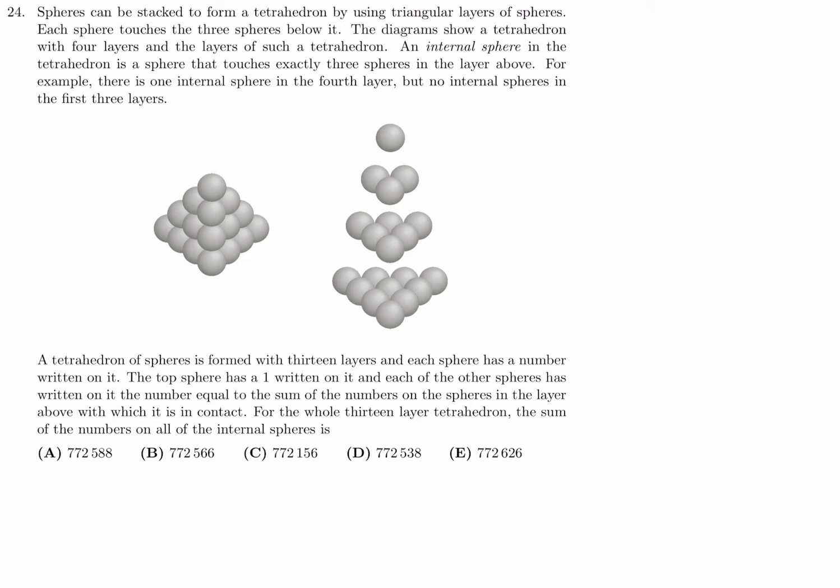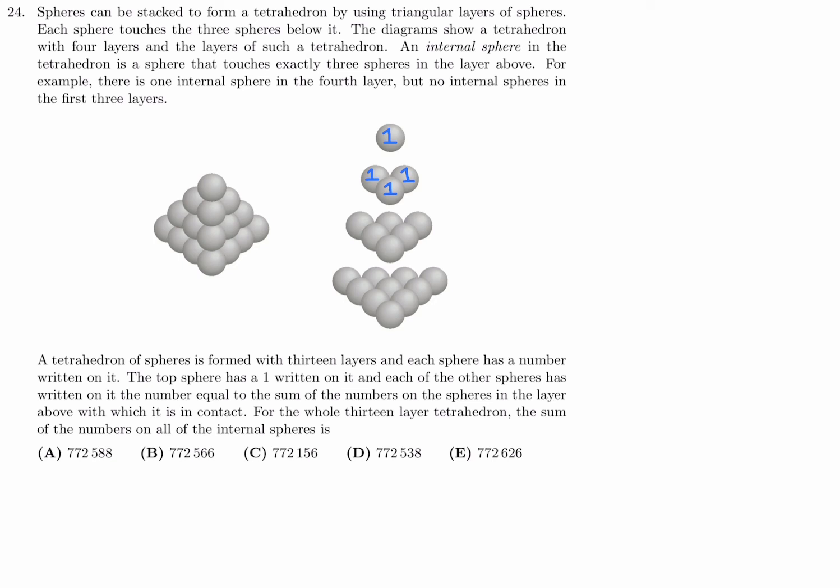What we will do is just concentrate on a few of these and then try to look for some sort of pattern. So the very first one, of course, will have the number 1 on it. Now these ones will also have 1s because they only touch the top sphere. Now the next layer, the numbers start to get a little bit different.